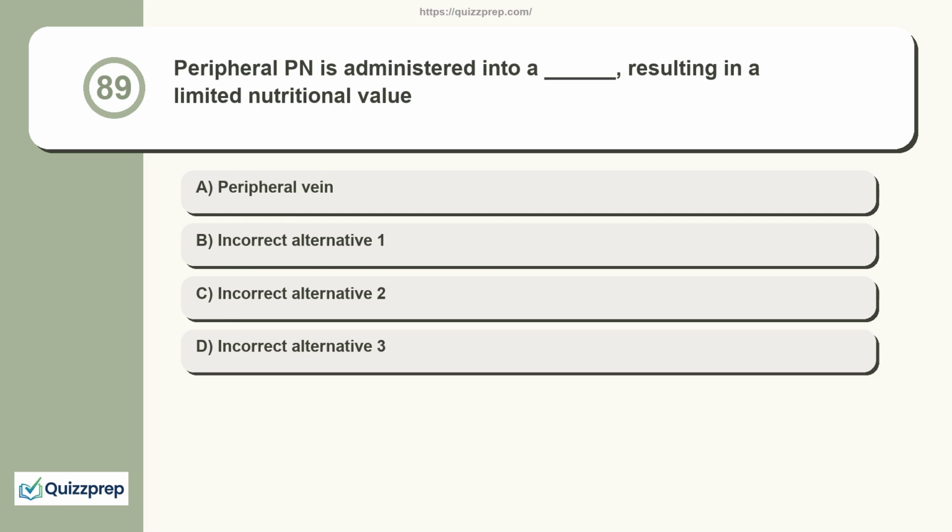Question 89. Peripheral PN is administered into a blank, resulting in a limited nutritional value. Peripheral vein.